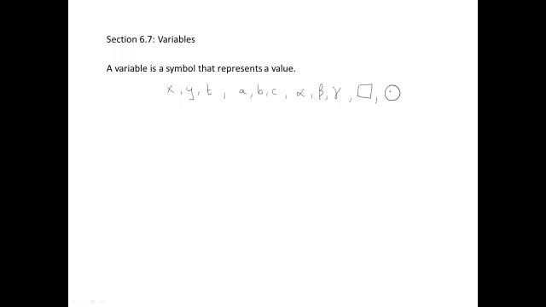Section 6.7, Variables. A variable is a symbol that represents a value. The types of variables we will see in this class are usually letters like x and y and t, but it turns out that variables can be basically any symbol that we want: letters, Greek letters, and any other symbols that we decide that we want to use.